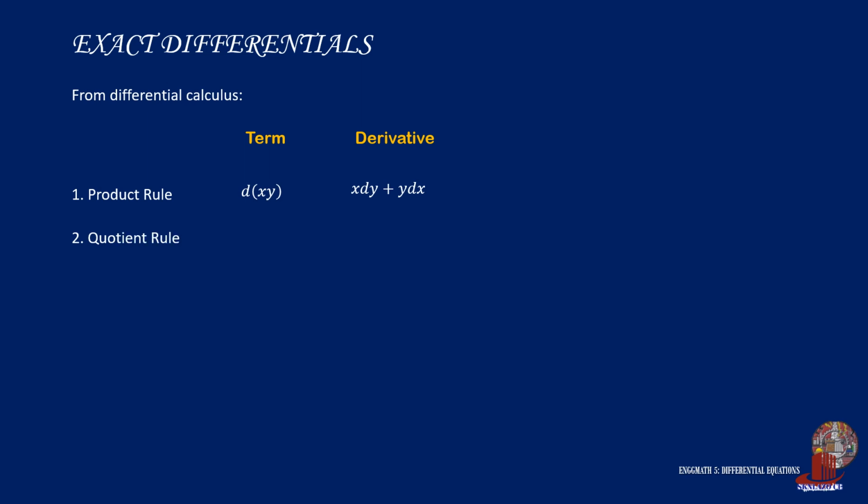Another common rule is the quotient rule. In case we would like to expand the derivative of x all over y, we square the denominator and apply low d high less high d low in the numerator. So the derivative of x all over y will be y dx minus x dy all upon y squared. And interchanging the variables in the numerator and denominator will have the same analogy.